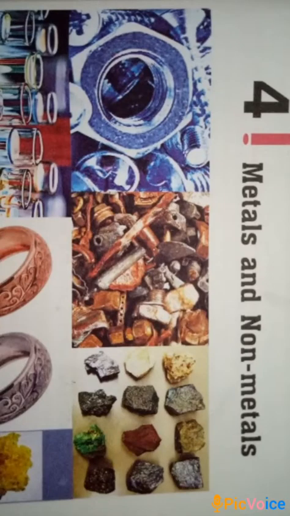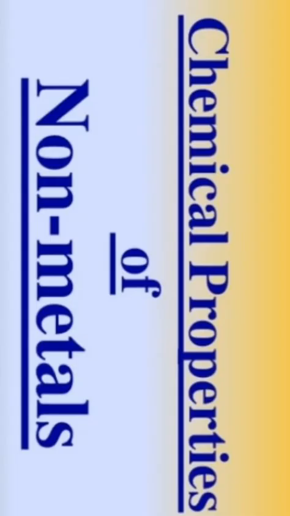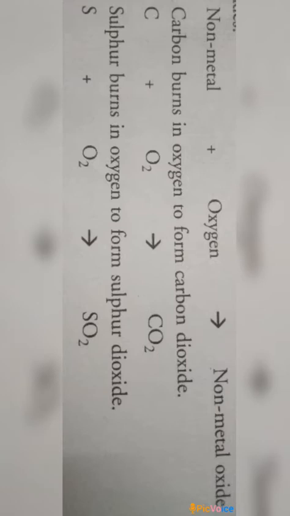Let's continue chapter 4, that is metals and non-metals. Today we are going to study the chemical properties of non-metals. The first chemical property of non-metals is the reaction with oxygen. Non-metals react with oxygen to form non-metal oxide.